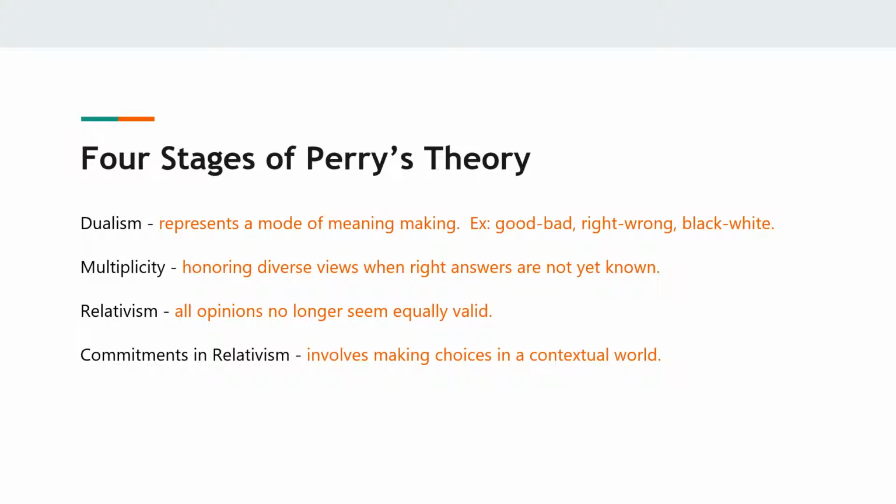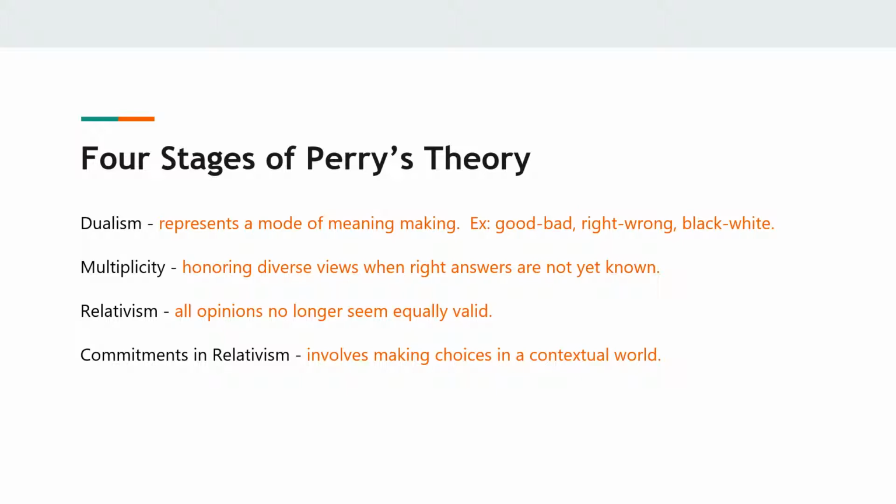In Perry's theory, there are 9 positions and 4 stages. These 4 stages are dualism, multiplicity, relativism, and commitments in relativism. Dualism represents a mode of meaning-making. Individuals view the world dichotomously. This means that right answers exist for everything.